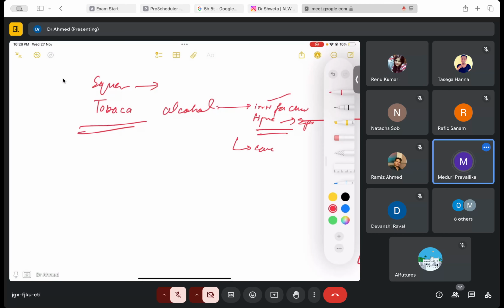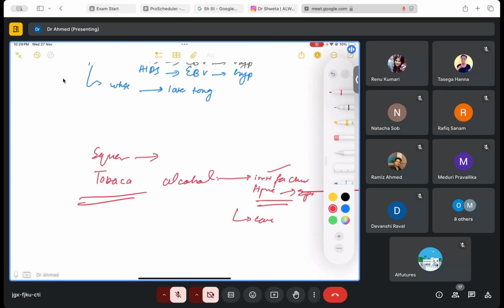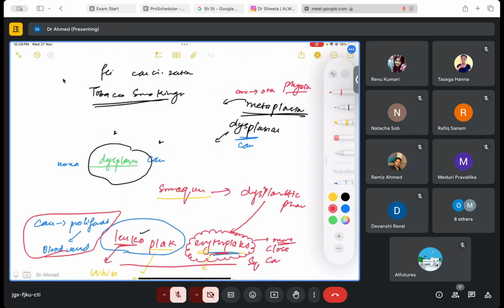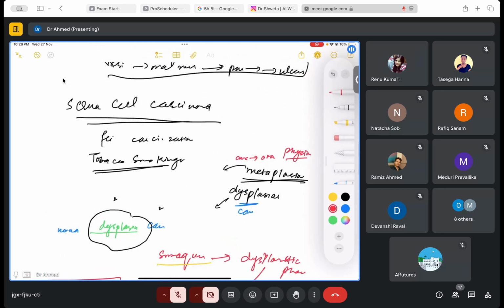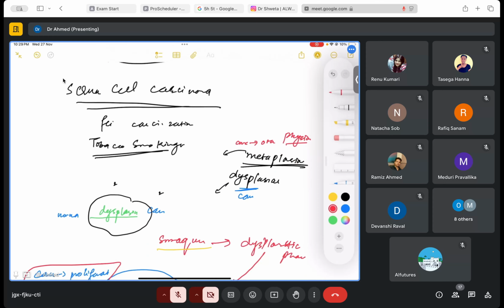Okay, so now you guys are going to tell me, okay, Dr. Renu is going to give us an overview about squamous cell carcinoma. We had a long conversation on this topic.